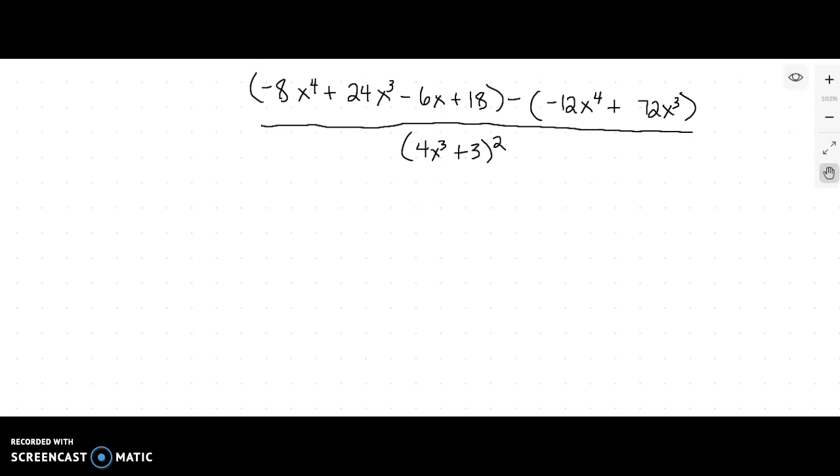Now we're going to take our last statement here and go ahead and subtract the two quantities here. So we see we have negative 8x to the 4th, and we're going to subtract negative 12x to the 4th. That will give us 4 times x to the 4th. Be careful about subtracting by a negative number here. Okay, and so we notice this is cubed and this is also cubed. So we have 24x cubed minus 72x cubed.